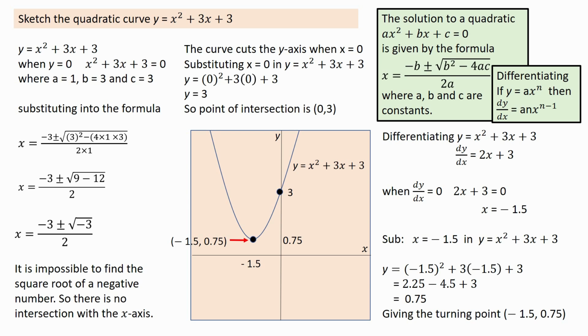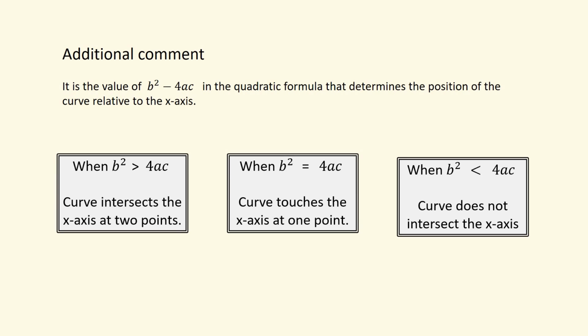In this video, b squared is less than 4ac, giving the square root of a negative value, which cannot be evaluated, so the curve does not intersect the x-axis.